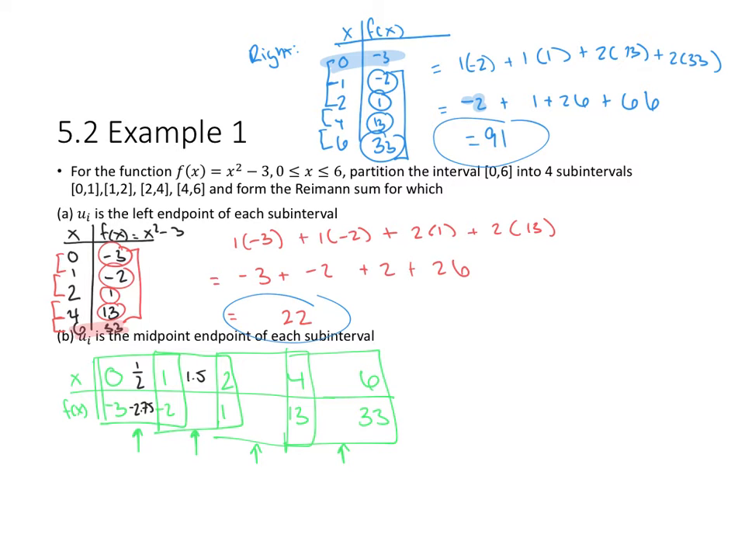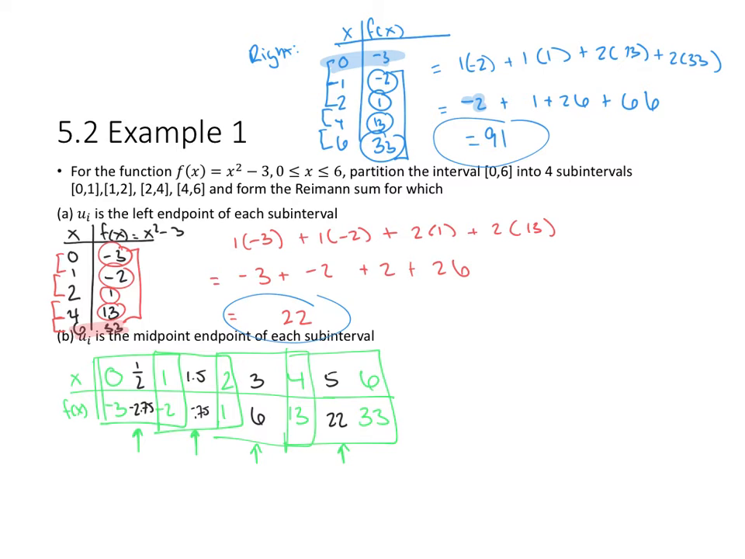And then I'm going to look at the middle of 1 and 2, which is 1.5. And I'm going to get -0.75. And the middle of 2 and 4 is 3, and my y value is 6. And the middle of 4 and 6 is 5, and my y value is 22. So these are the points that we're going to be using. Instead of the endpoints, we're using the middle points.